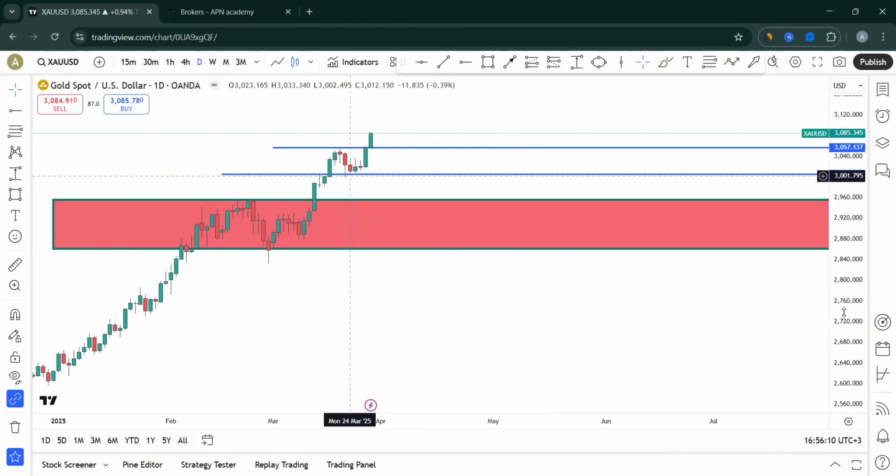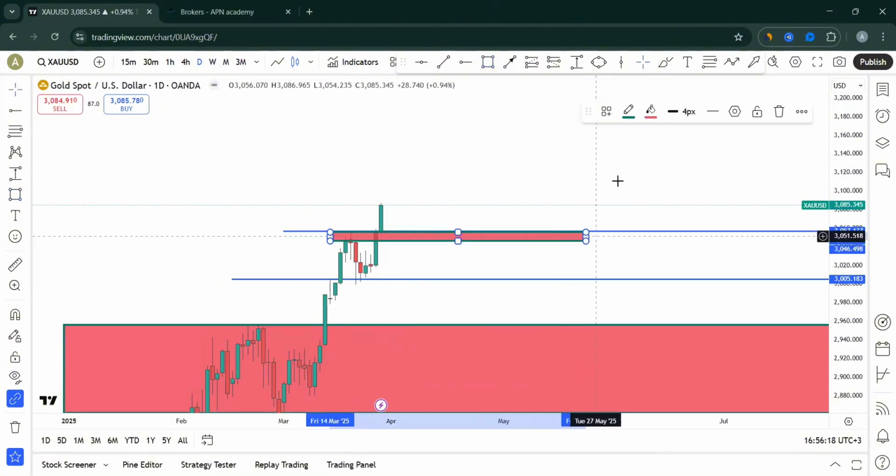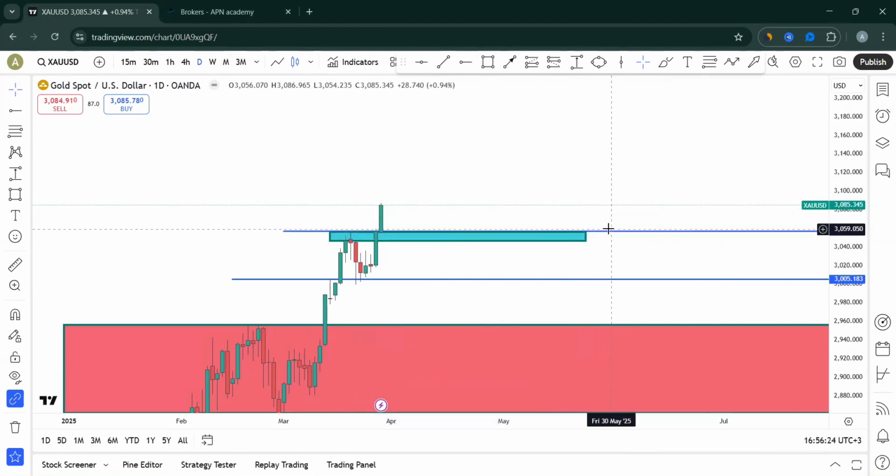Are you seeing this? Price came and tested this level. Meaning that this week, we are going to be focusing so much on the retest of this area here, around here. You can see also it's confluencing with the weekly level. So it's a very strong level.